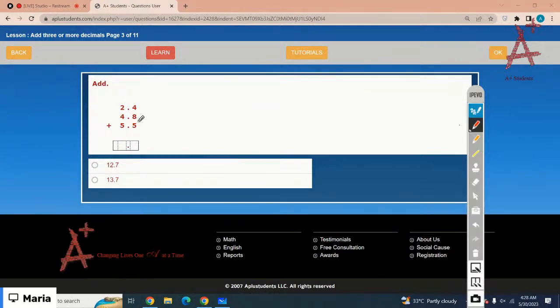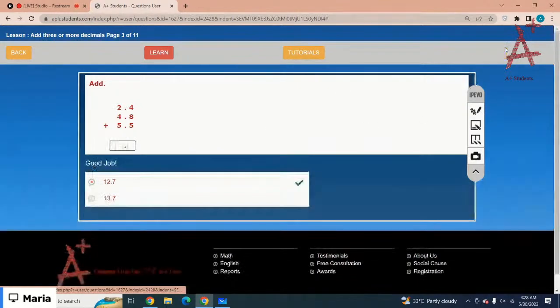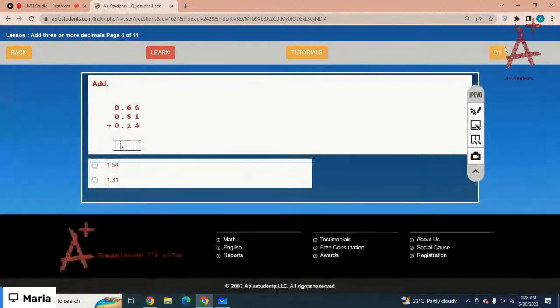Okay, add. 8 plus 5 is 13 and 13 plus 4 is 17. 7 and 1 carry. It would be 5 plus 4 is 9 and 1 is 10, plus 2 is 12. It will be 12.7. So the correct option is 12.7. Got it? Yes, very good.